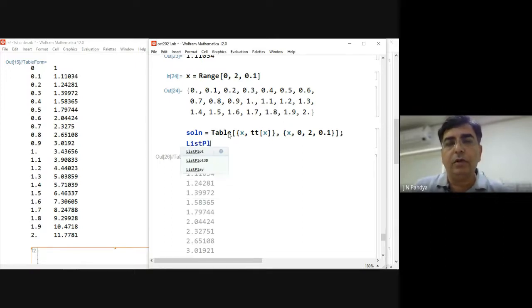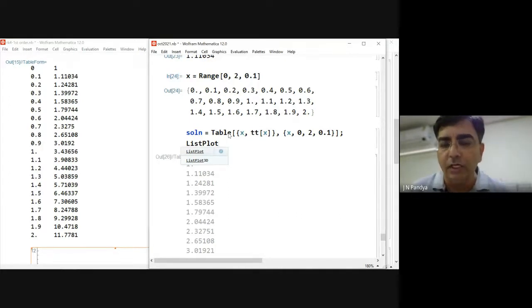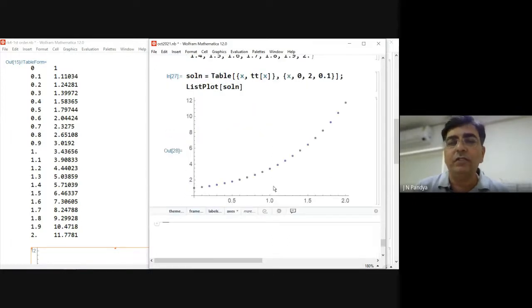List plot. Now see, earlier when we were writing plot, that means we were giving a function. Now we are basically trying to plot a list of data. Okay, so we should be using a different function which is called list plot. So that list plot, and then you will have solution. Now here you don't need to give anything else as such. So if I really do this thing, I'll be getting this kind of function.